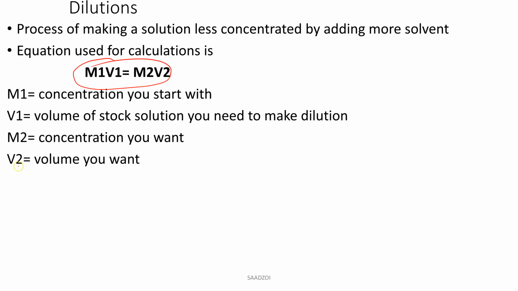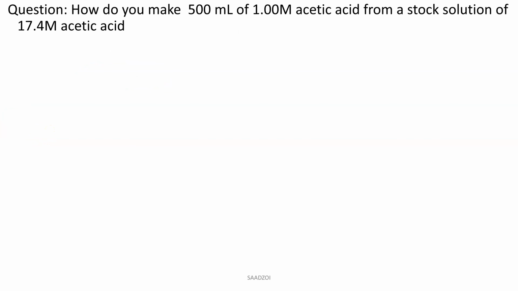So the vast majority of the time, you're looking for V1. And if you're not looking for V1, you're looking for the volume of water you're adding, which is also going to require a little bit more math, but we'll talk about that when we look at one of those. All right, so how do you make 500 milliliters of 1 molar acetic acid from a stock solution of 17.4 molar?